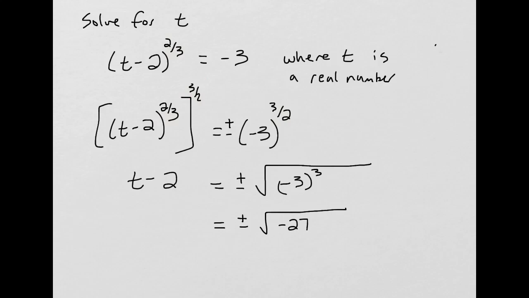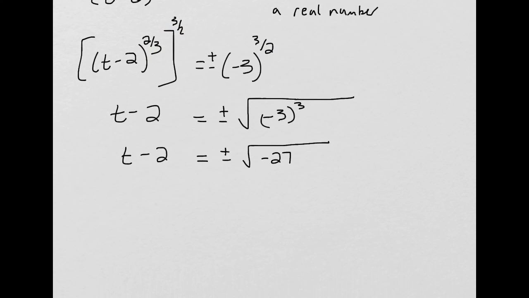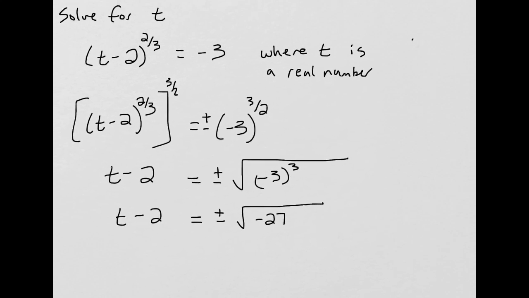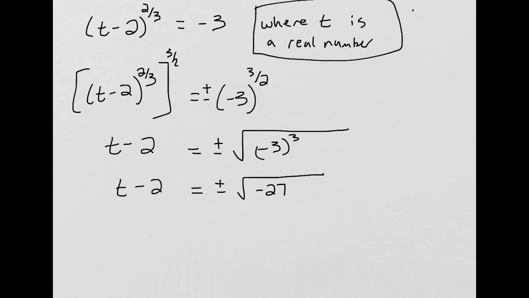But now I have a little bit of a problem, because the square root of a negative number is not real. And one of the restrictions when I was solving this equation was that t has to be a real number. Well, since the square root of negative 27 is not real, it's imaginary, I can actually stop at this point. So I know that there's going to be no solution because this is not a real number. So my answer is no solution.